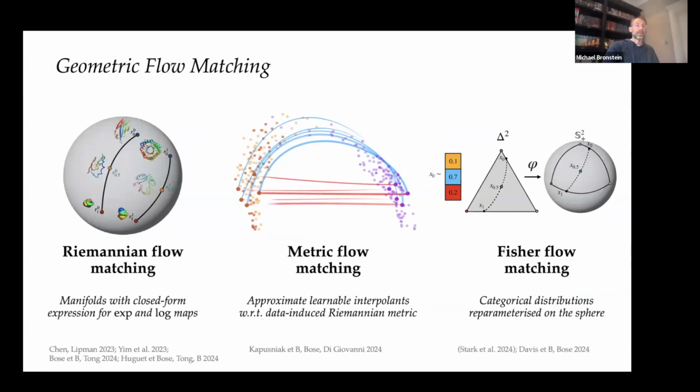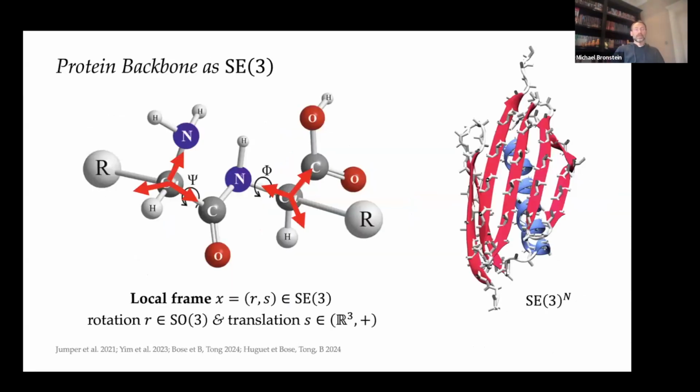So let me show you one example of how we can use Riemannian flow matching to generate protein backbones. So as I said, you can think of a protein backbone, right, which is the shared part in amino acids. So an amino acid contains the heavy atoms and the side chain that differs across them.